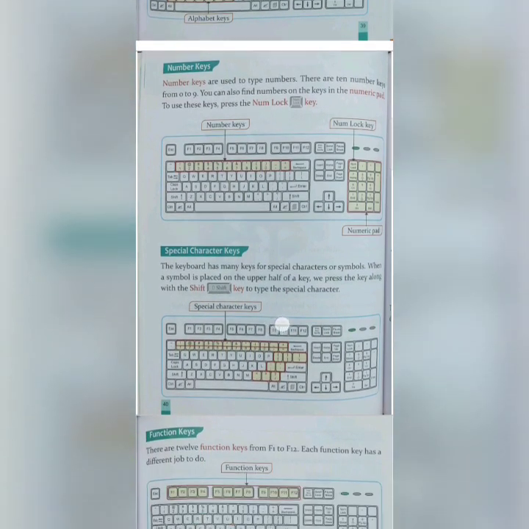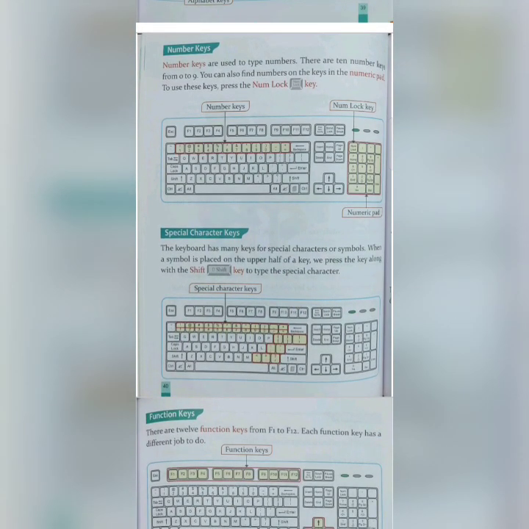Next comes the number keys. Now suppose you have to write numbers beside any kind of question, so how will you write? There are number keys present on the keyboard. Number keys are used to type numbers. There are 10 number keys from 0 to 9. You can also find numbers on the keys in the numeric pad.